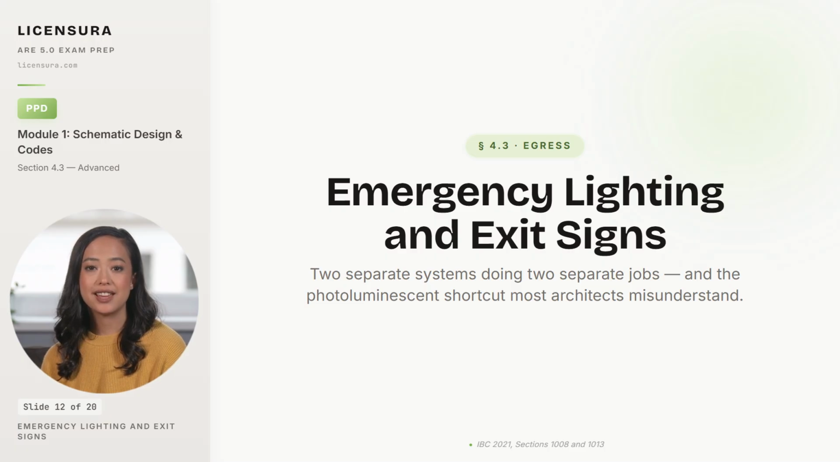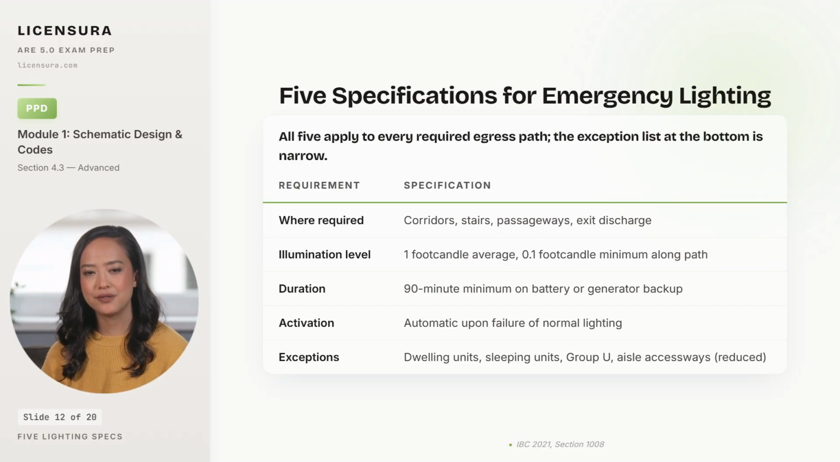Section 1008 governs the lighting, and Section 1013 governs the signage, and a single failure on either trips a code violation that puts evacuating occupants at risk. That translates directly into negligence lawsuits when occupants get injured trying to find an exit they cannot see. Emergency lighting carries 5 specifications under Section 1008. 5 specifications define emergency lighting.